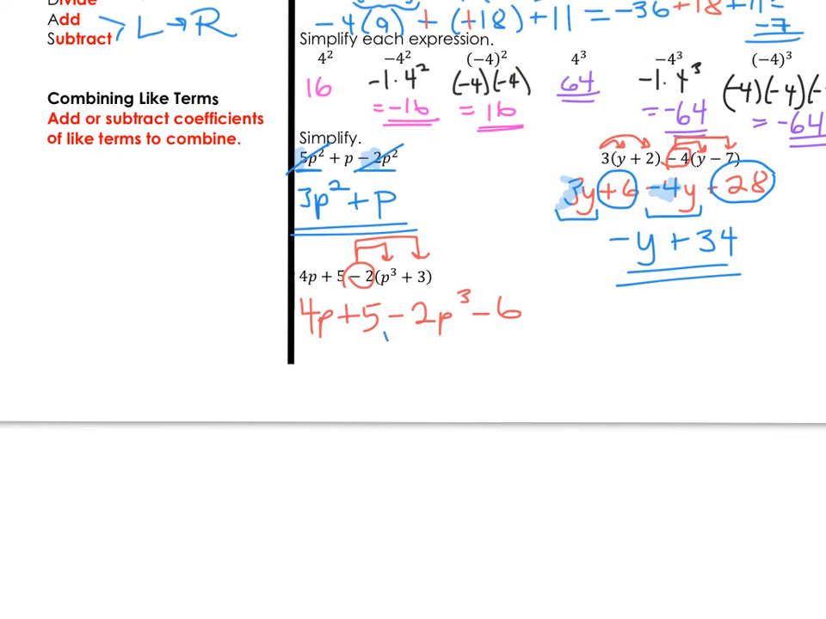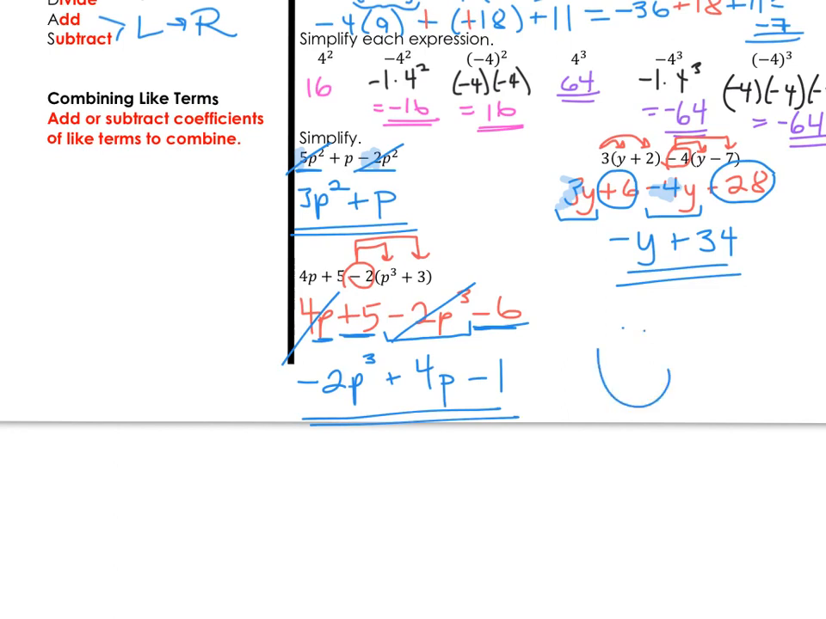I'm going to take the biggest exponent and write it first, and that has a coefficient of negative 2. The p with an exponent of 1 is the next biggest variable, so I'll keep that second. And then my constants are 5 and -6, and that would give me a final constant of -1. That would be our simplified expression. In class, we'll finish the rest of the notes on the back.